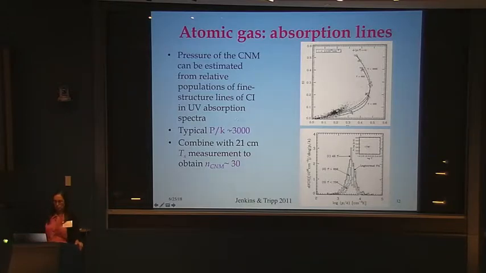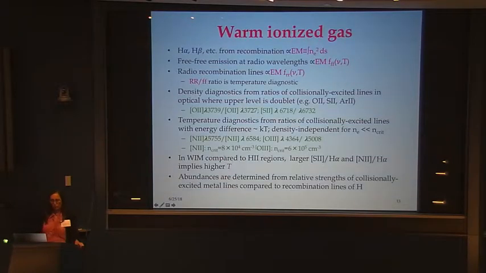And the typical pressure for the gas that is producing this fine structure absorption is about 3,000 P over k, in units of Kelvin per cubic centimeter. So you can then combine that pressure with the spin temperature to get a density of typically about 30. Okay, so what about the ionized gas? What are the tracers of the warm ionized gas?